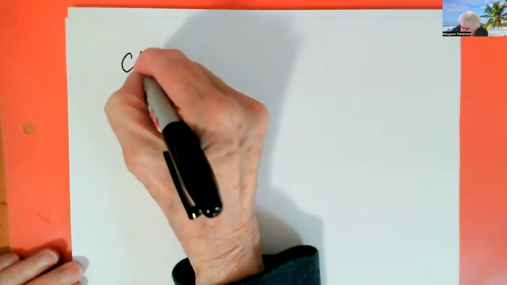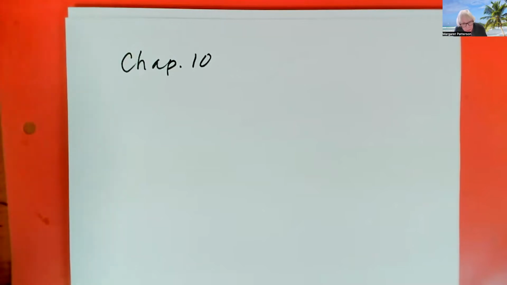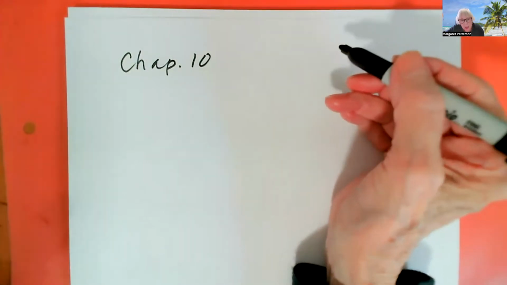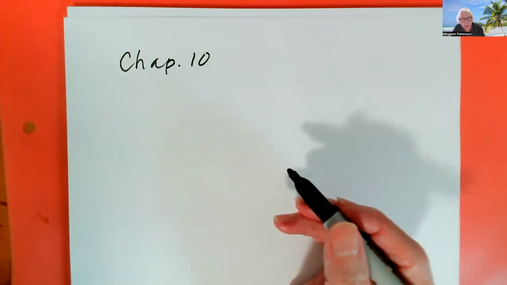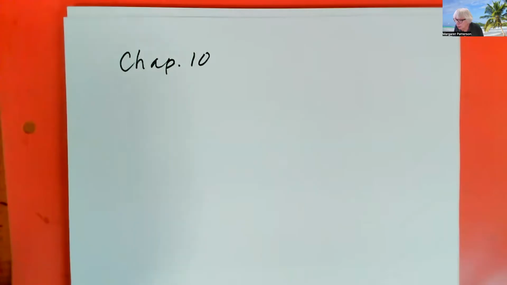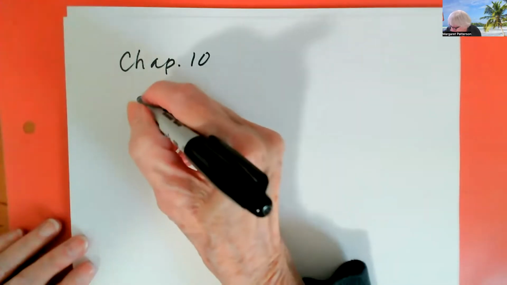So chapter 10 is about positive and negative numbers. What you really need to learn to do is how to add, subtract, multiply, and divide positive and negative numbers. There's a couple of sections at the very beginning, and it has to do with this.